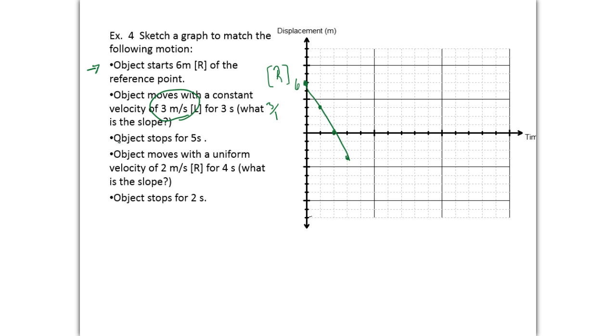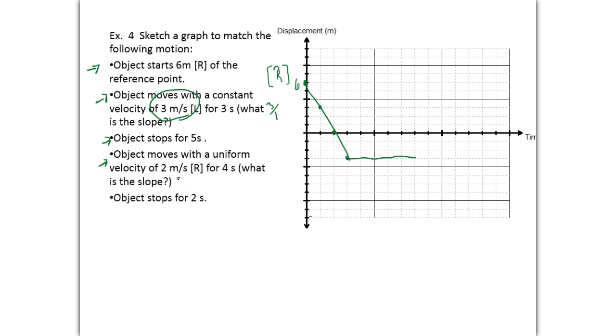Okay, and you're told that the object now stopped for 5 seconds. So 1, 2, 3, 4, 5. So we've done this one and this one. Now the object moves in uniform motion at 2 meters per second to the right for 4 seconds.